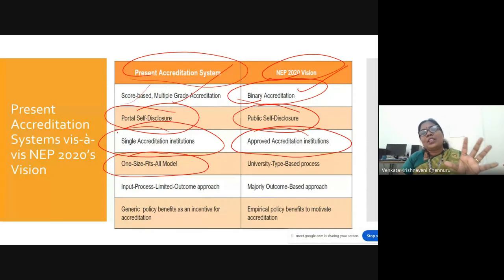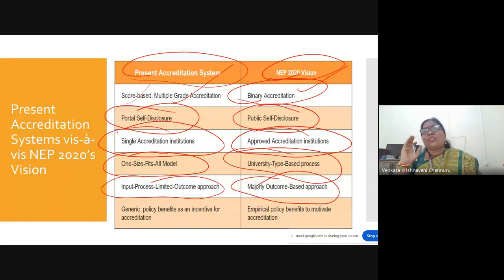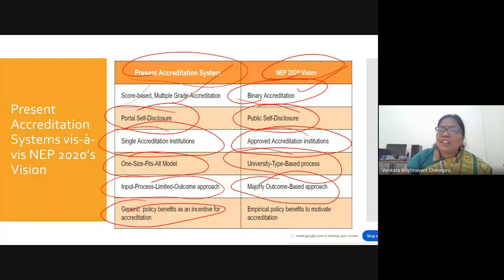Of course, you may think that the university is given a separate SSR, affiliated colleges are given a separate SSR, and autonomous colleges are given a separate SSR, but with minor changes. So they follow a university type based process, and here an input-process, limited-outcome approach is the present accreditation system. Mainly, the NEP 2020 vision is focusing on an outcome based approach. Generic policy benefits serve as an incentive for accreditation at present, but empirical policy benefits are envisioned to motivate accreditation.